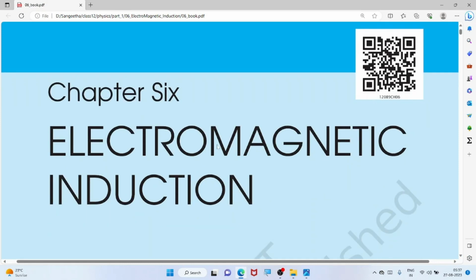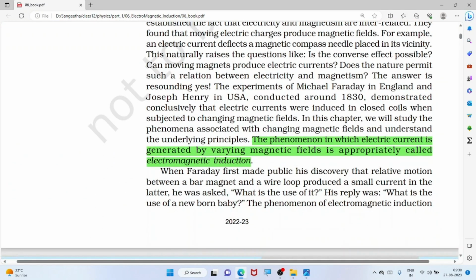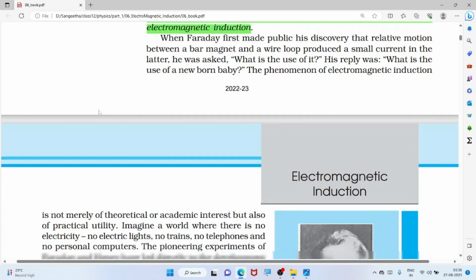Okay, we will go through some important points in the class 12 physics chapter 6, electromagnetic induction. So what is electromagnetic induction? The phenomenon in which electric current is generated by varying the magnetic field is appropriately called electromagnetic induction. That is, we are generating electric current by varying the magnetic field.